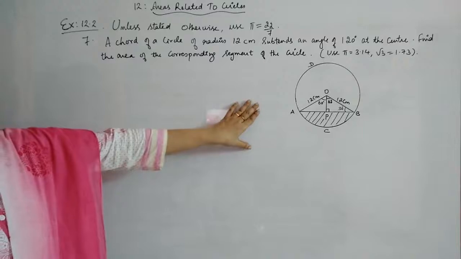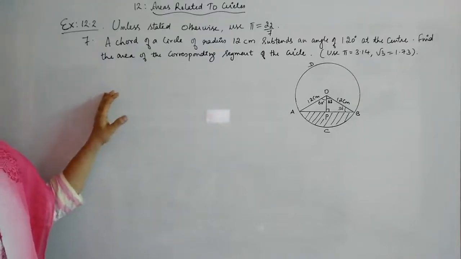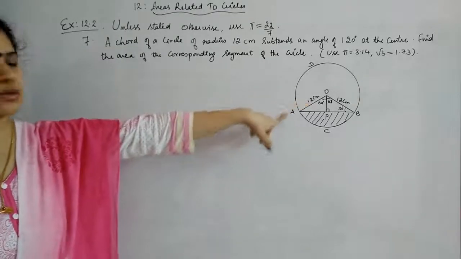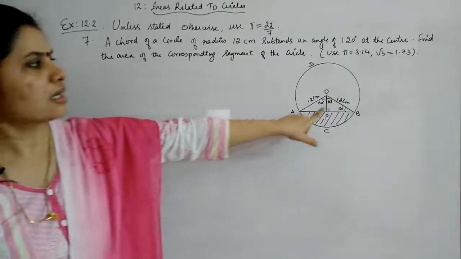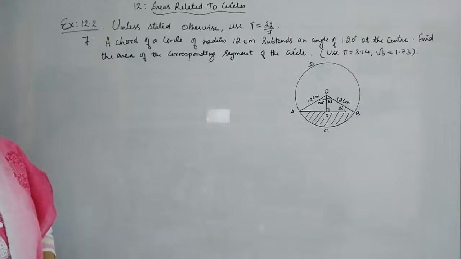Now circle is taken, AB is the chord, and you have to find out the area of the segment ACB. You have two segments, so you have to find out the corresponding segment, means the corresponding segment made by this. Okay, that means the minor segment you have to find out.